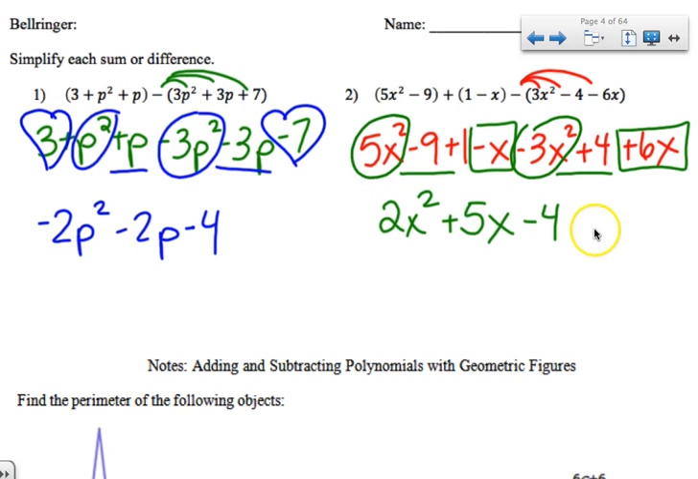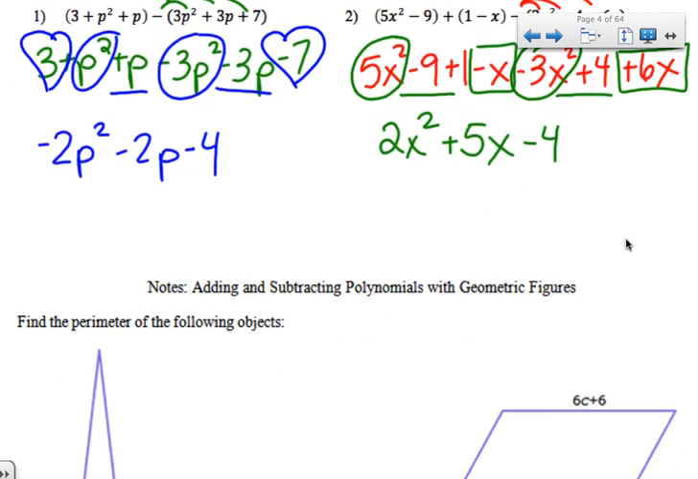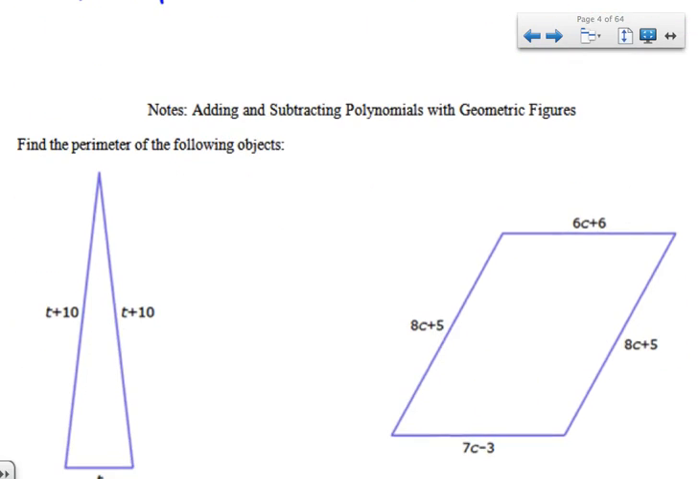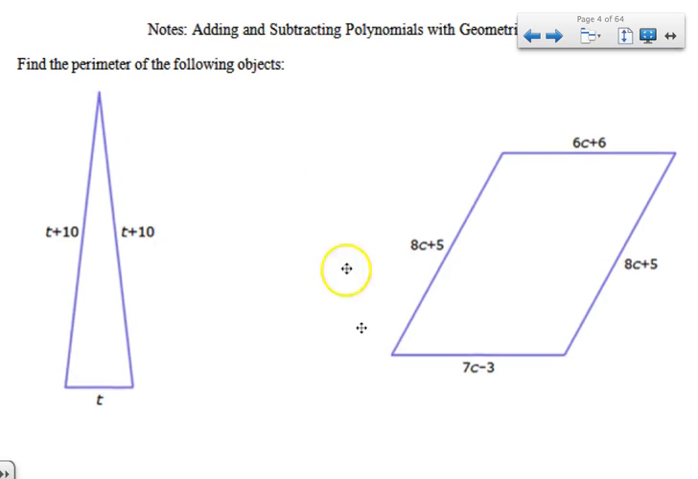Again, you could have any of these answers in any order, but standard form is the nicest way for me to grade your paper. So if you have any questions on those, let me know. Otherwise, we're going to move on to some perimeter with some geometric shapes.